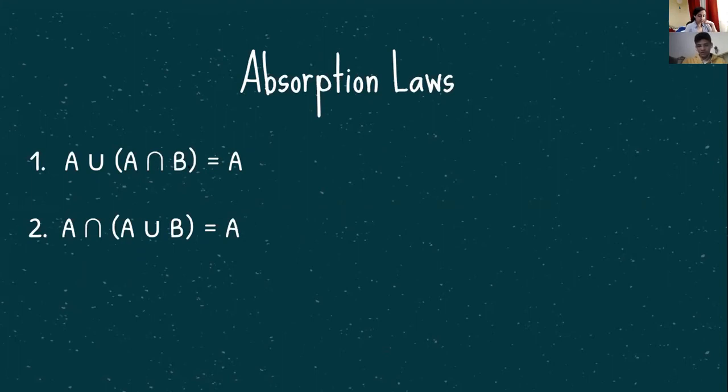First, I know that A intersection B is a subclass of A, right? We already proved this: if X belongs to A intersection B, then it surely belongs to A. And I know that A union any subclass of it is just A. That's also from the other theorem that we proved. So this is based upon the theorem that we've already proven. A intersection B is a subclass of A, let's just call it C. And I know that A union any of its subclasses is just A. And the same thing goes for the second absorption law.